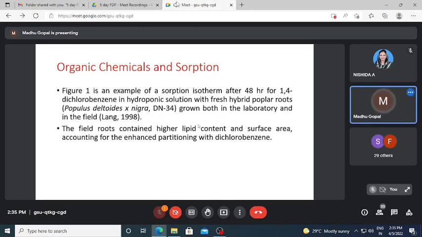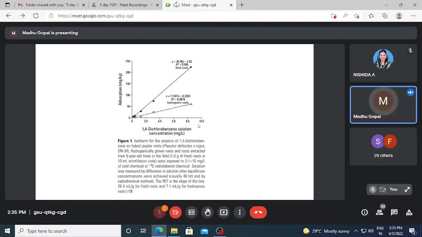But anyway, dichlorobenzene was used for the study, and this isotherm pertains to that. Here it has a very good R square value and all that. It's found to be a good candidate isotherm for the sorption of dichlorobenzene on hybrid poplar roots.